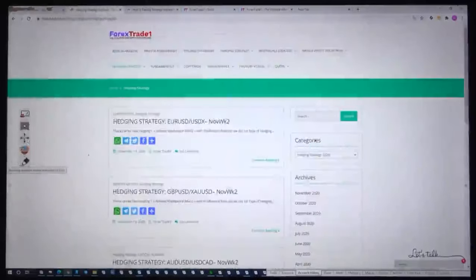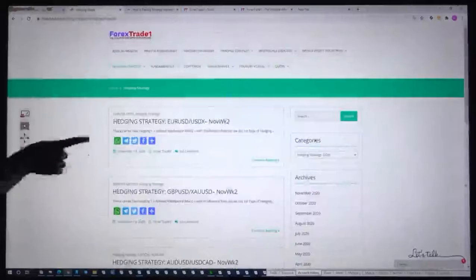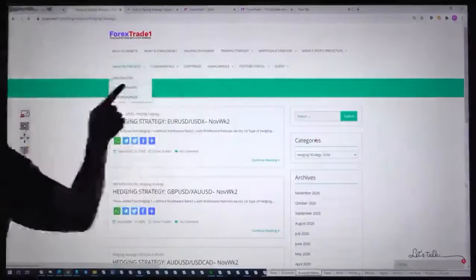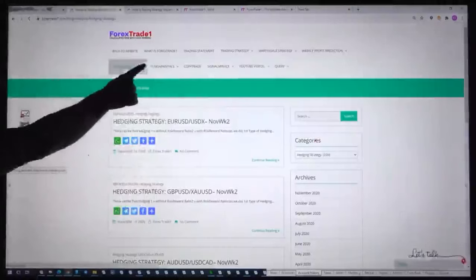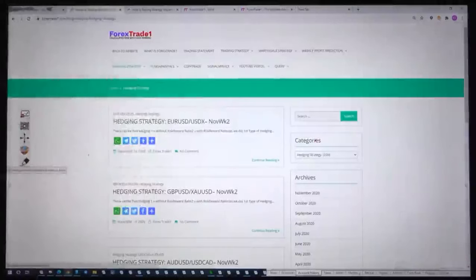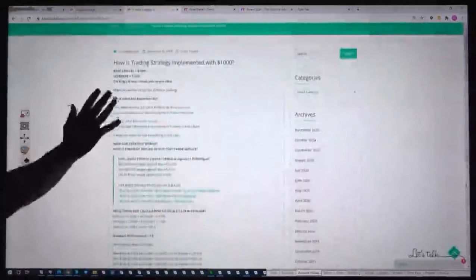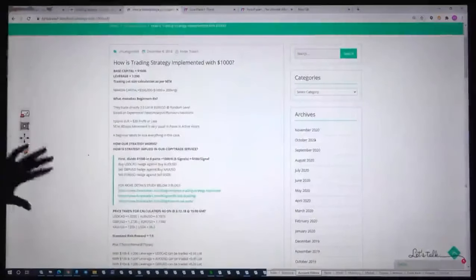These are the hedging strategies that we prepare on a weekly basis. You will find these 3 options: Euro USD against USDX, GBP against gold, and AUD USD against USD CAD. And these are all the blocks. This one more block shows how our hedging strategy is actually implemented with 1000 USD. If you put in 1000 USD capital and trade using our strategy, you will always end up in profit. The complete mathematical and statistical explanation is given.